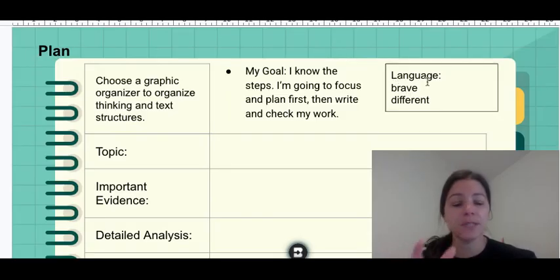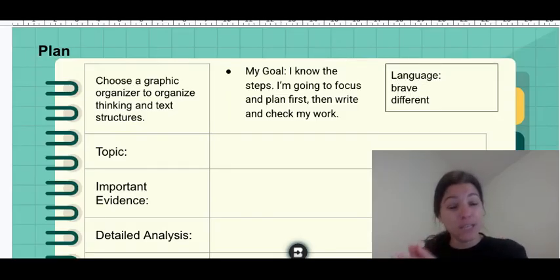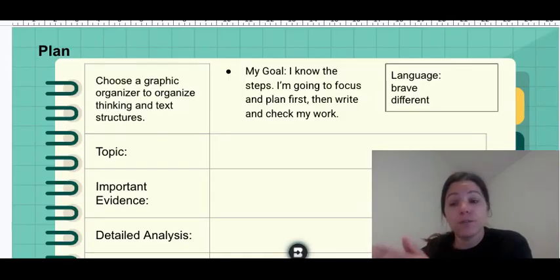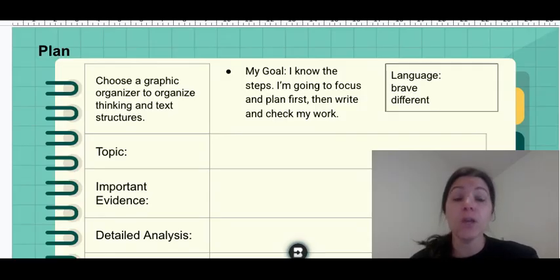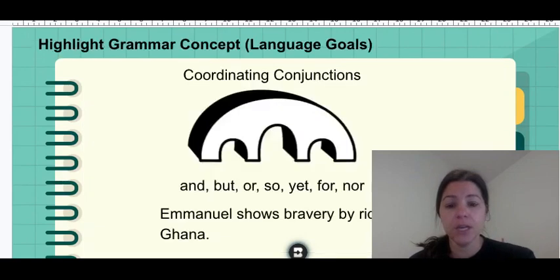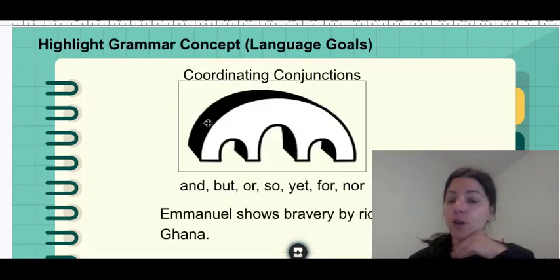You can highlight specific language that you want them to use in their writing. Think about those key vocabulary words. Think about those key words from the mentor text, and then you can have them incorporate that within their writing. Also think about your grammar concept or skill, because we know that's going to be an important piece to also include in their writing. And that's why the next step would then be to highlight your grammar concept or skill.